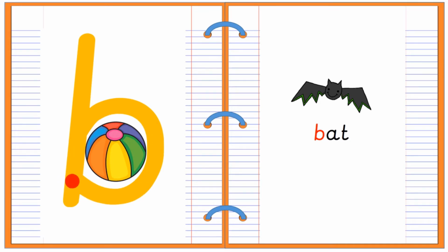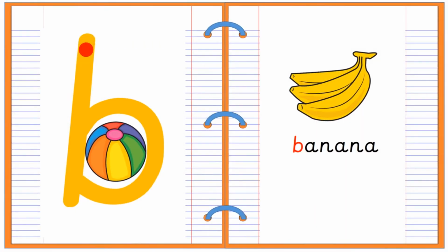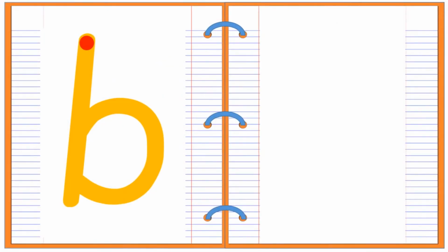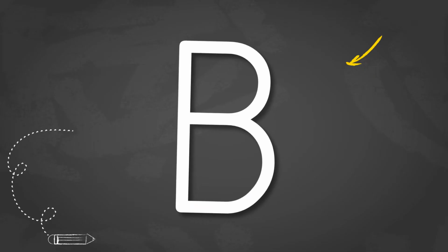B. Bat. B. Down, down, down, then up to the middle and around. B. Banana. B. Down, down, down, then up to the middle and out and around. B. This is the capital B.